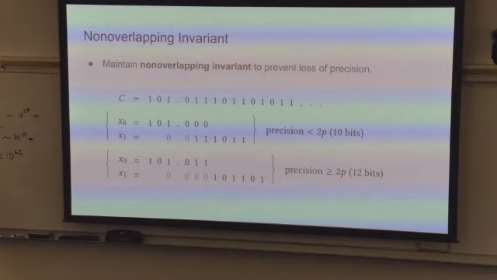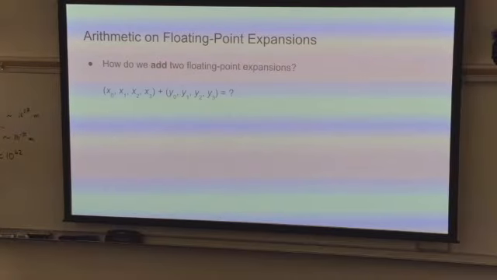So, okay, once again, we can store the numbers that way, that's perfectly fine, but just storing them is uninteresting. We want to do arithmetic, right? How do I add two floating point expansions in this format? You may think it's easy.